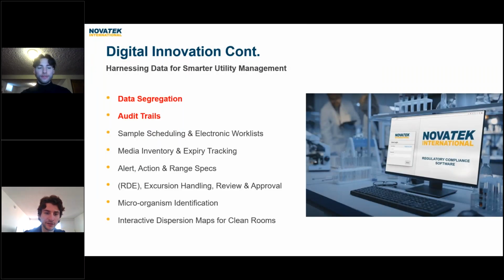Yeah, so just to keep building upon what Nick was saying, right? A few key points to harnessing data for smarter utility management. We have stuff like data segregation. So what does data segregation allow you to do?